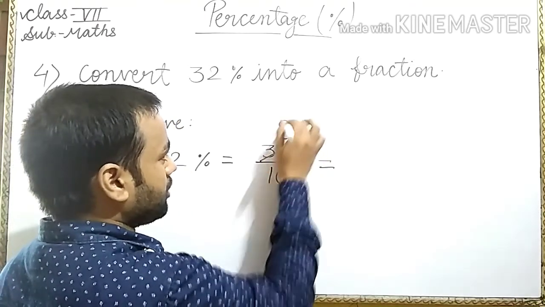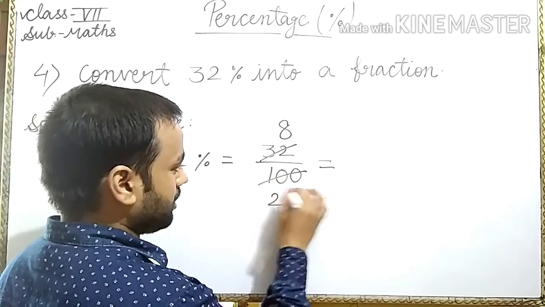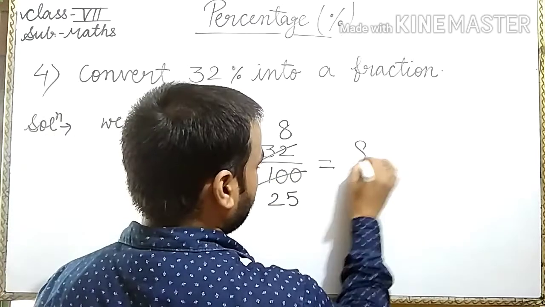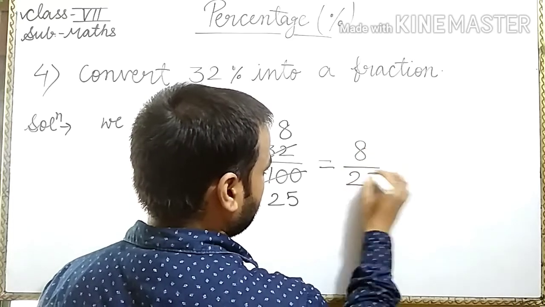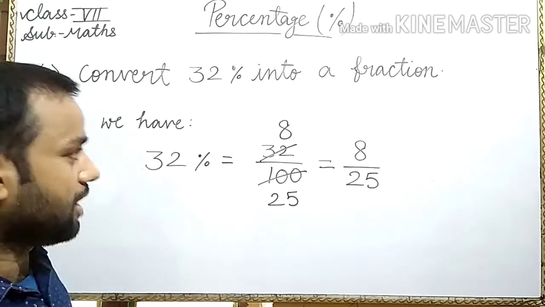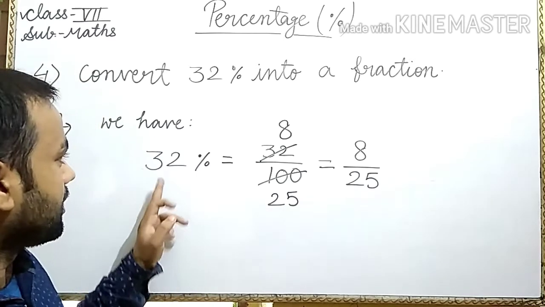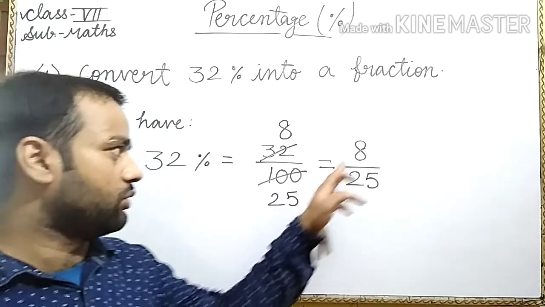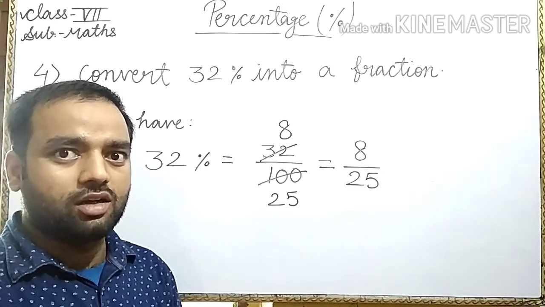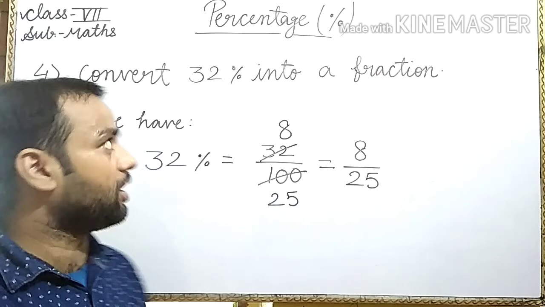4 times 8 is 32, 4 times 25 is 100. So we write 8 upon 25. This is your required answer. So lastly we say 32% is equal to 8 upon 25. Is it clear? Now let us discuss question number 5.